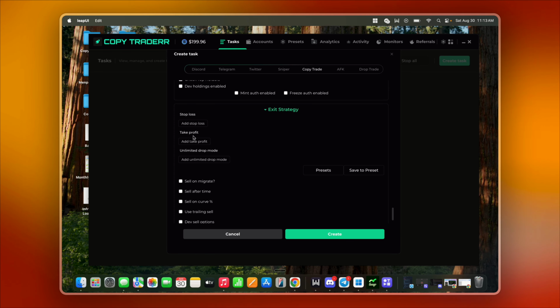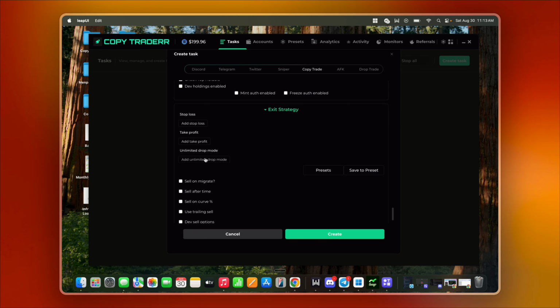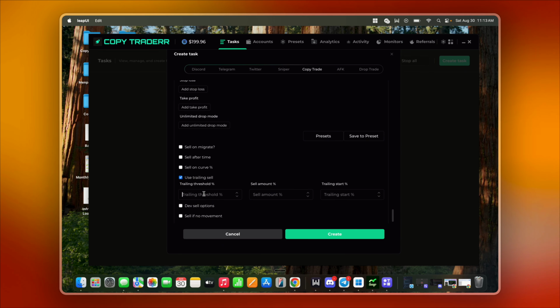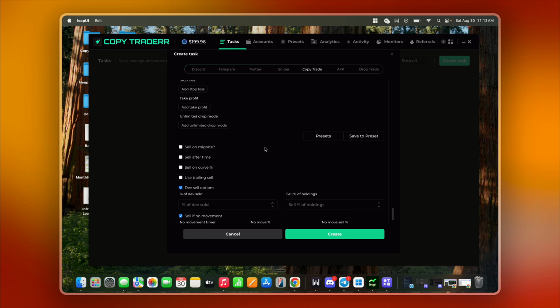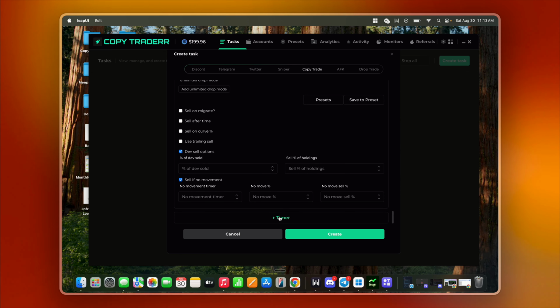You can have a stop loss, as many take profits as you want, and a limited drop mode, which I'll tell you about in a second. You can use an advanced trailing stop loss that has a trailing threshold percentage, which not many bots have. You can sell when the dev sells. You can sell if there's no movement. You can pretty much do anything. You can even sell after a certain time.